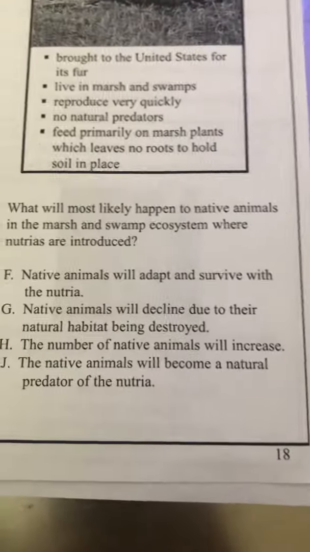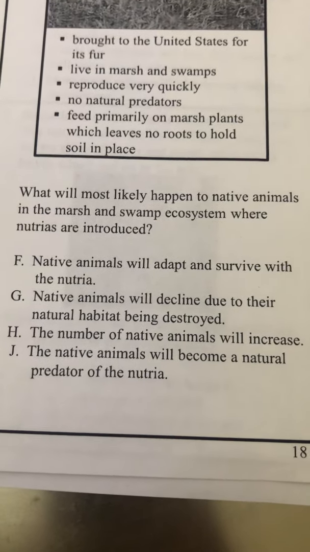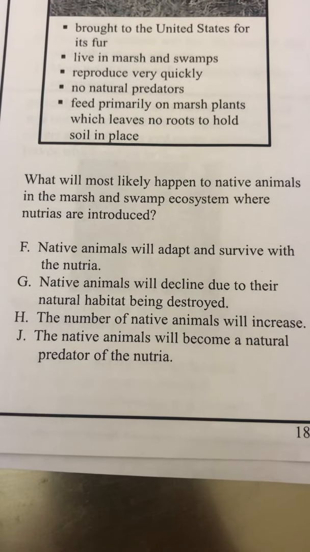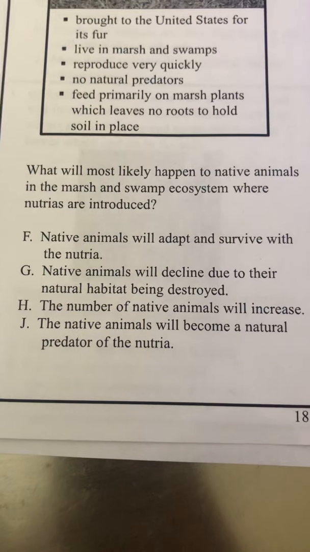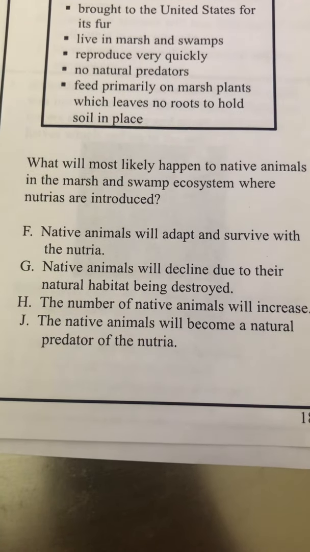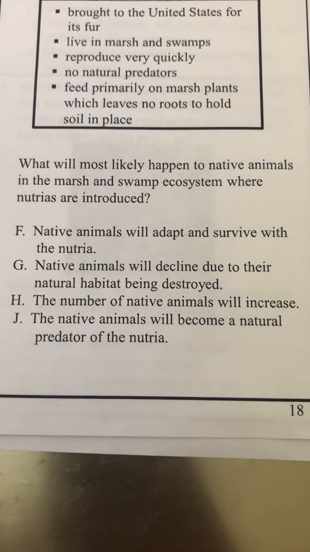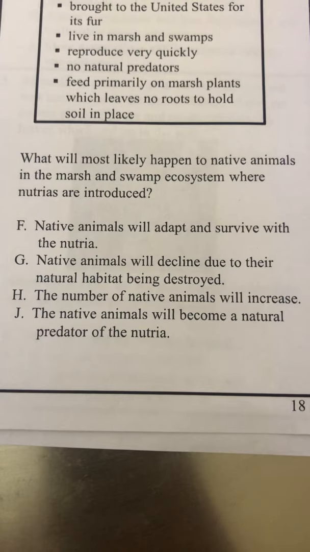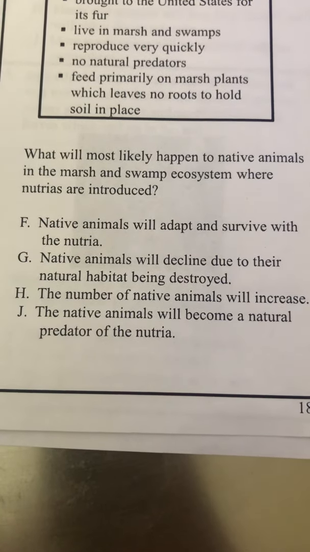What will most likely happen to the native animals in the marsh and swamp ecosystem where nutria are introduced? F. Native animals will adapt and survive with the nutria. G. Native animals will decline due to their natural habitat being destroyed. H. The number of native animals will increase. J. The native animals will become natural predators of the nutria.